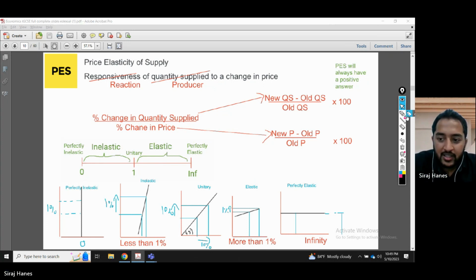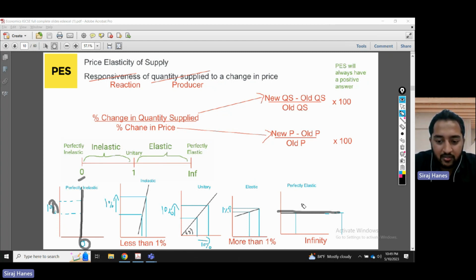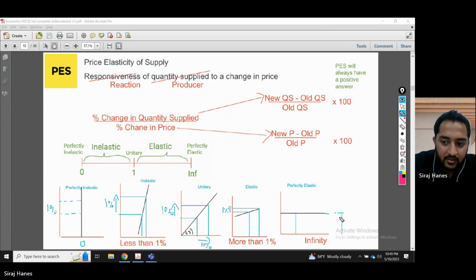Even the diagrams look very similar. Perfectly inelastic, straight. Why? You raise the price by 1%, 0% change. Perfectly elastic, also identical to the demand curve. Infinity. You change your price and all suppliers will stop supplying. Inelastic, very, very similar to the demand curve. The demand curve was downward sloping and looked like this. This is upward sloping, so it looks like this. So it's an upward sloping curve here.